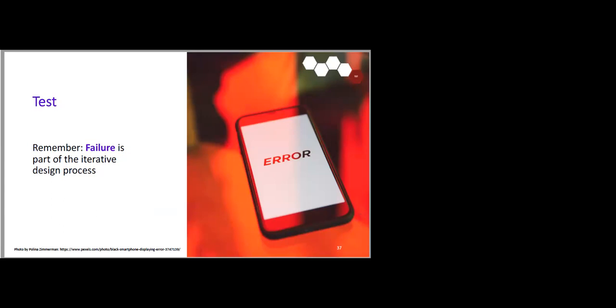So there are the five stages again. So empathizing: who is your user? To me, this is the most important part of the process. You cannot do any of the rest unless you have a really, really good idea of who your users are.